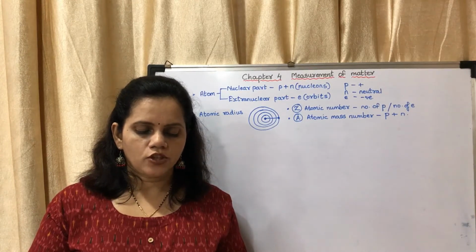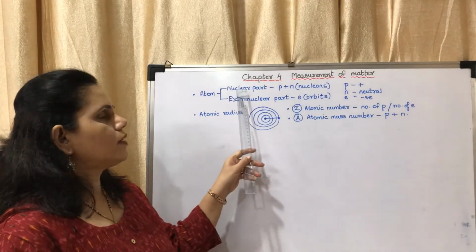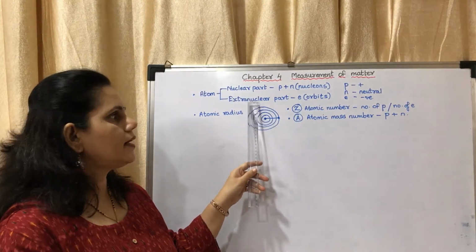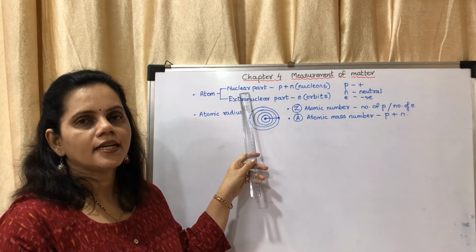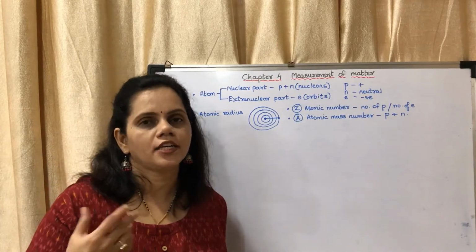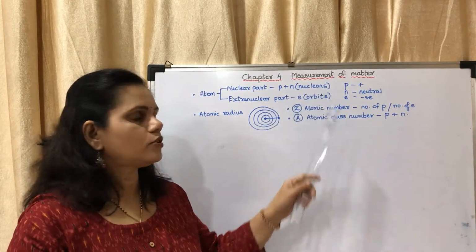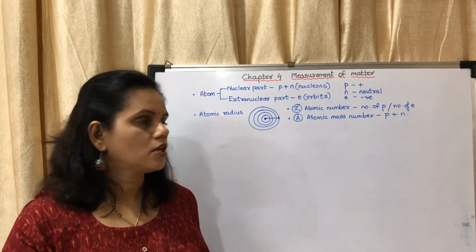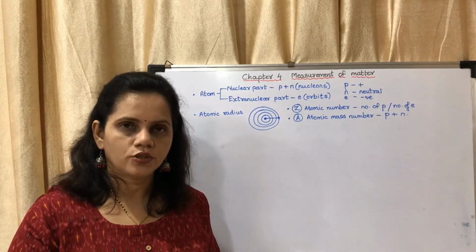What are the two parts of an atom? What are they made up of? Okay, you may see the two parts of an atom are the nuclear part and the extranuclear part. The nuclear part, that is the nucleus, consists of protons and neutrons. So protons and neutrons are present inside the nucleus. Protons and neutrons are together called nucleons. Protons are positively charged, neutrons are neutrally charged.